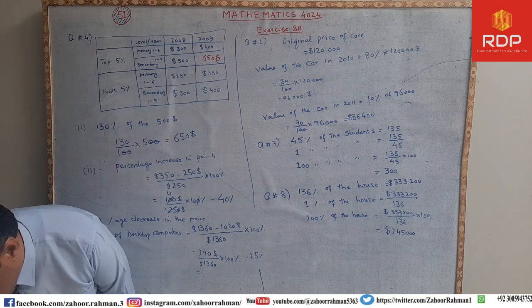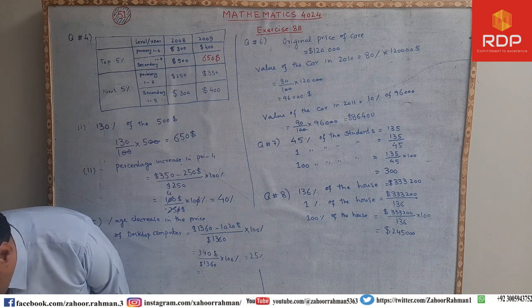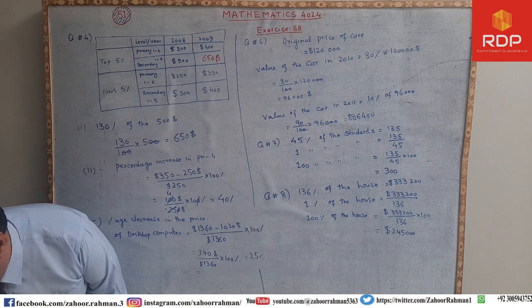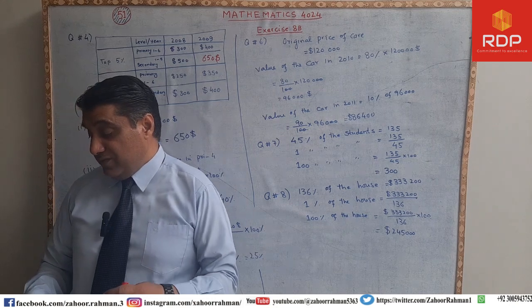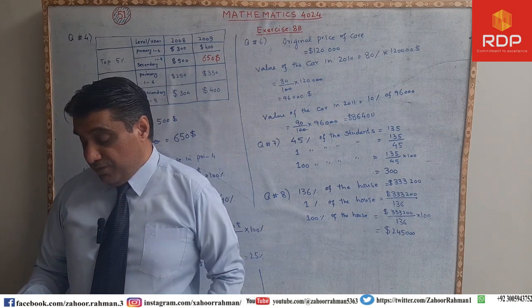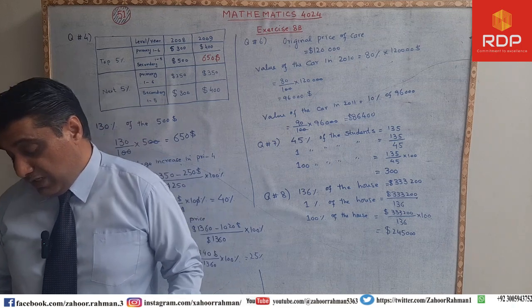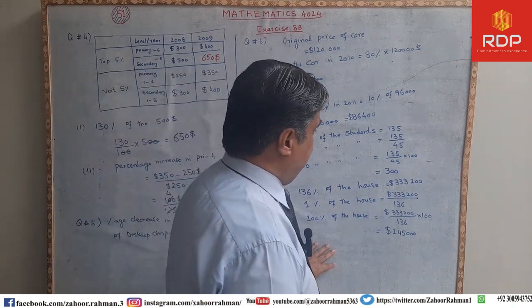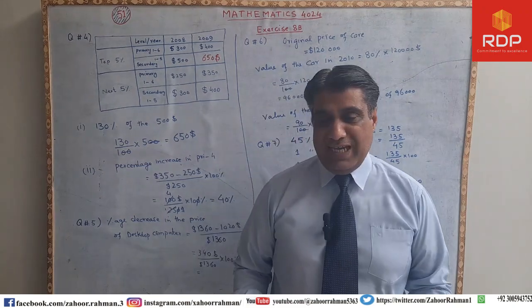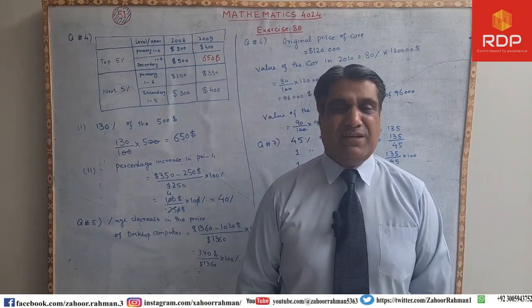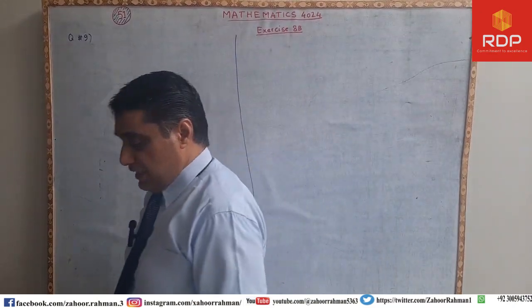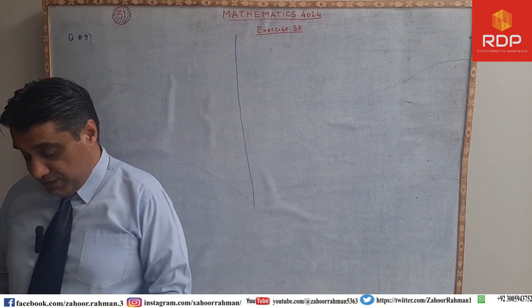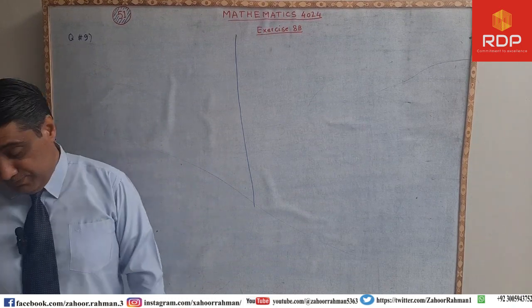Ladies and gentlemen, then we are going to question number 9, and that is the final question of this basic level. Then we will turn our focus to the intermediate level. So wait for a few seconds. I want to erase that whiteboard and then we will come back. Wait a minute. Okay, ladies and gentlemen, let us understand question number 9.